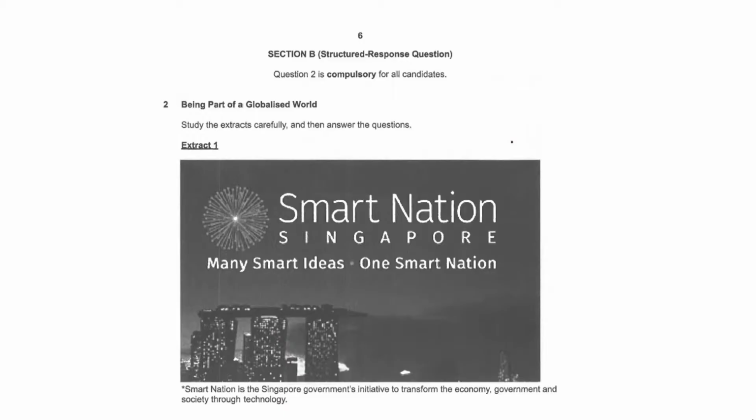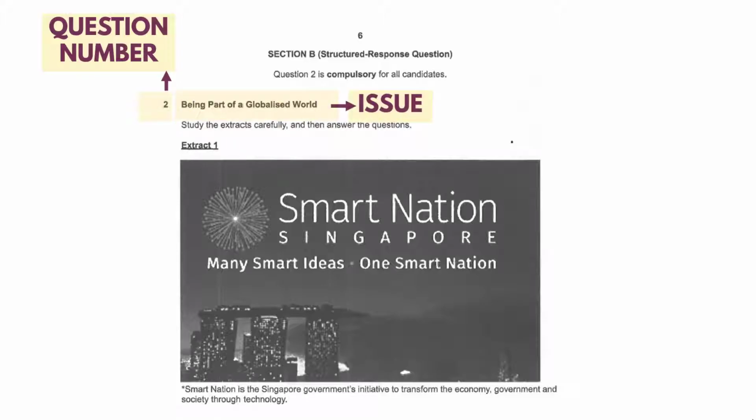When we study for SRQ, you need to understand the question. And so how exactly do you understand the question? We start with the question. We start with question 2, which tells you that it is a question number. Often students might mistake this for the issue itself, which is incorrect. This is actually the question number. The issue, however, will be being part of a globalized world. So this will be an issue. Usually there will be 3 issues. This will be the third one.